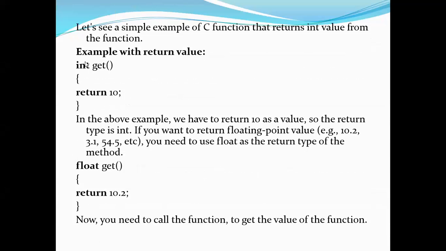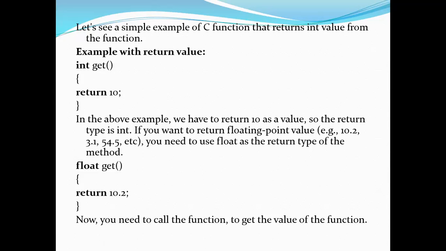In this example, int get(), with open and close brackets. Here it returns 10. 10 is an integer type. The return type followed by the function name is called the function definition. In this function definition, the return type should be defined before the function name. That is the syntax of defining the function.